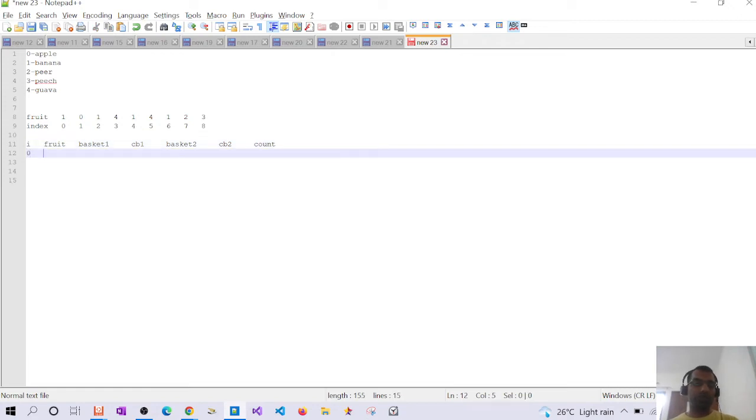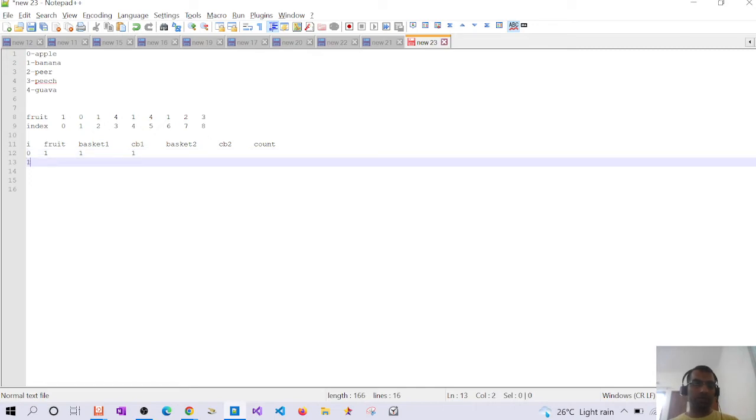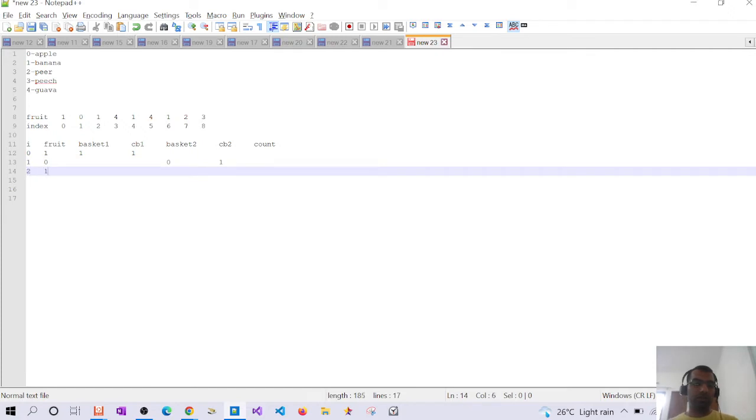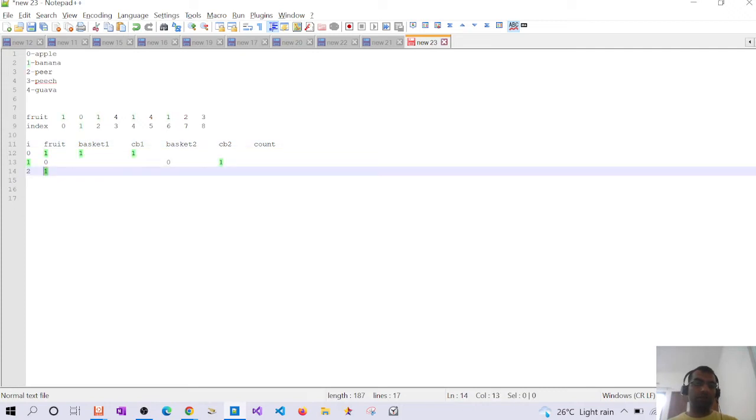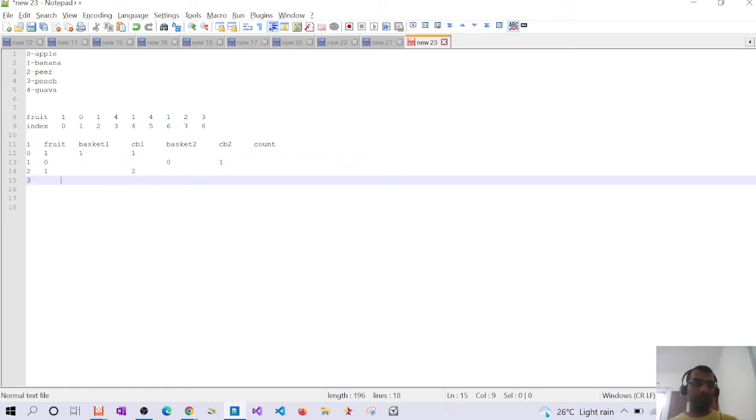So at index 0, we have fruit 1. So we'll place it in basket 1, the count will be 1. And index 1 will have fruit as 0. We'll check that basket 1 is empty. No, it is not. So we'll go to basket 2, we'll place 0 here, and we'll make a count 1. Then in index 2 we have fruit 1, so we'll see that either basket 1 or basket 2 has fruit of type 1. Yes, it is. So we'll increment the count of basket 1, that is we'll place the fruit in the basket 1 only.